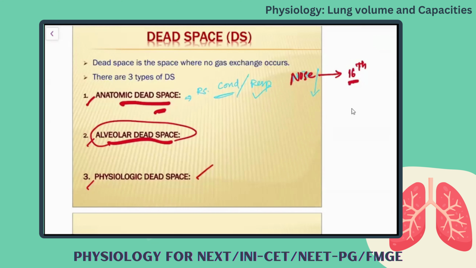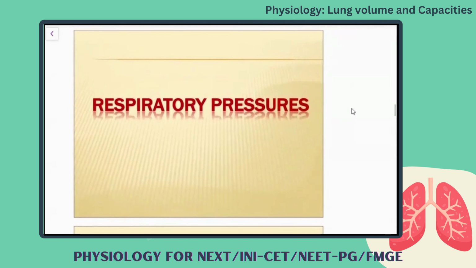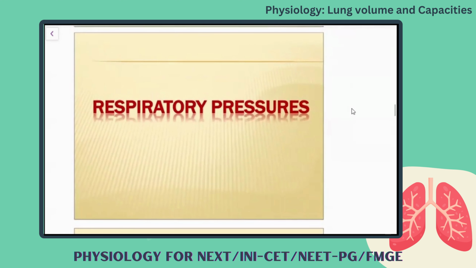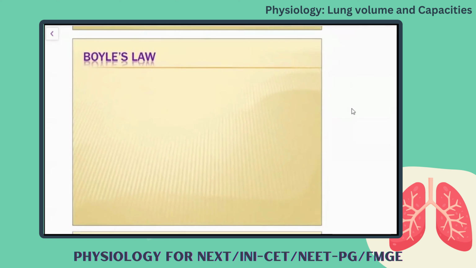And the combination of anatomical dead space and alveolar dead space, you will term it as physiological dead space. Okay, clear? So that is the three types of dead space. Respiratory pressure, we have already seen. Okay, clear? And what is meant by Boyle's law?